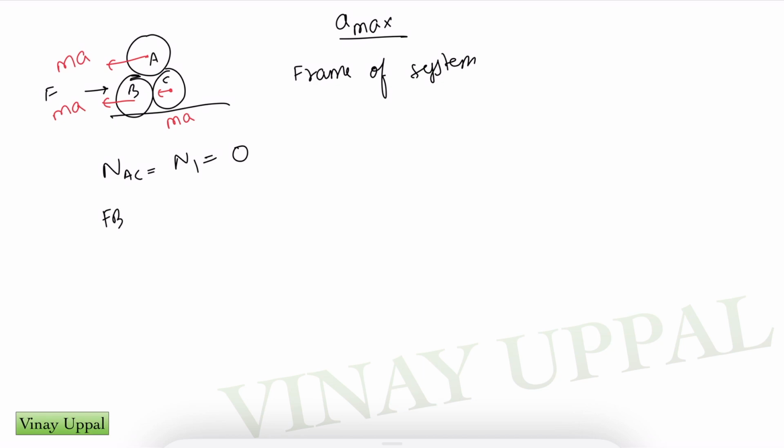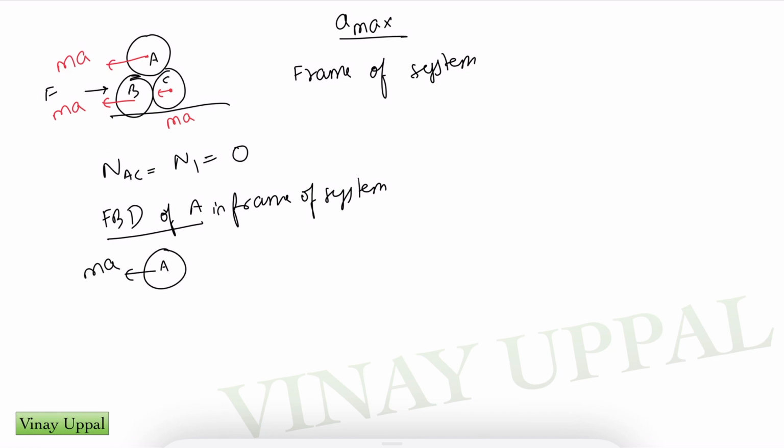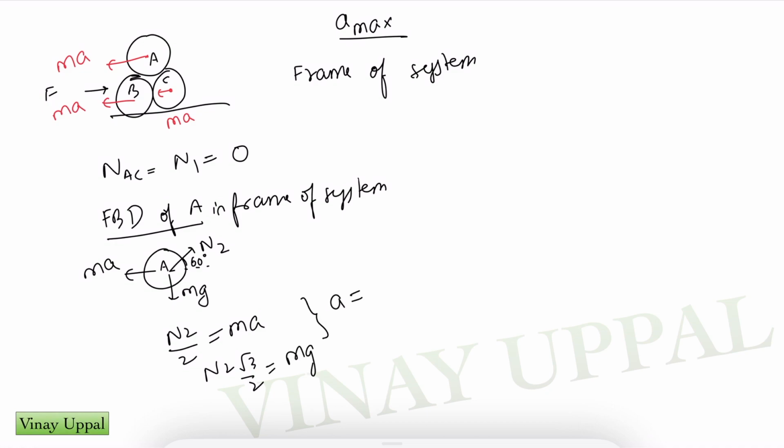Now if I draw the FBD of A, I'm going to continue working in the frame of the system. So obviously all the cylinders will be in equilibrium. On A, I'll have a pseudo force ma and the normal force N2 and of course mg. So now I can just balance forces. I'll have N2 cos 60 equal to ma in the horizontal direction, and N2 sin 60 equal to mg. So I immediately get acceleration as g by root 3. That will be the maximum acceleration.